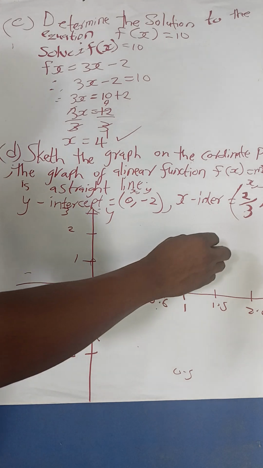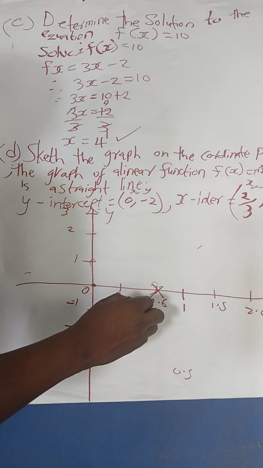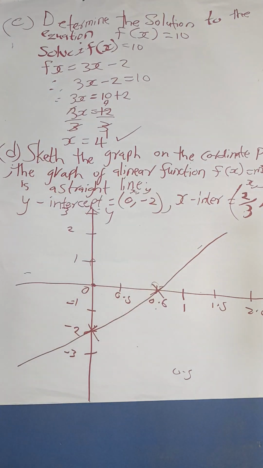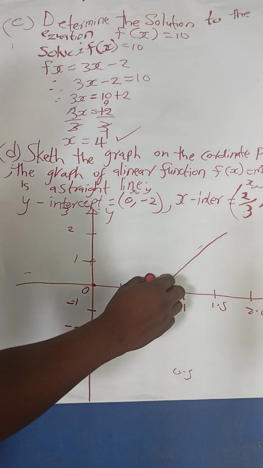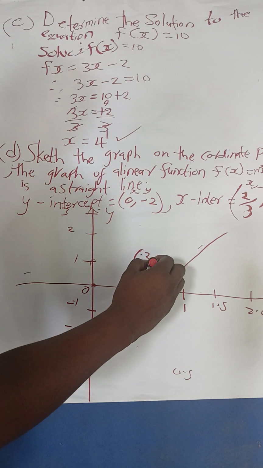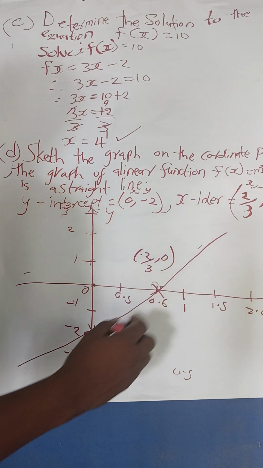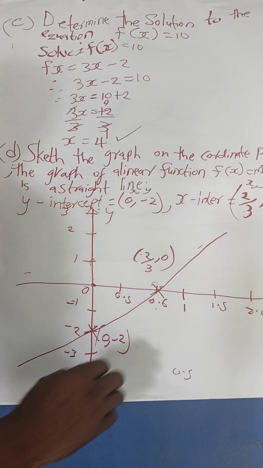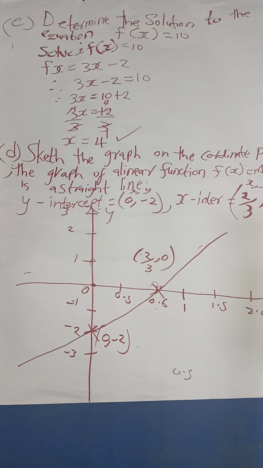So when I draw this, I will have to join the 2 points. So that is how we draw. You see, it's a straight line. Here we have plotted 2/3, 0, and here we have plotted 0, -2. So these are the coordinates we have plotted. Good. So that is how we plot the linear function.